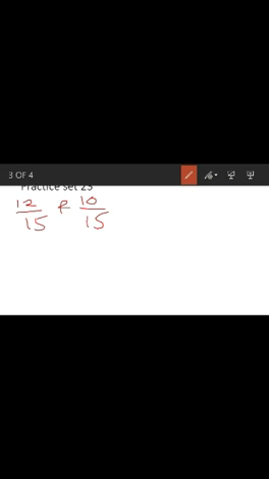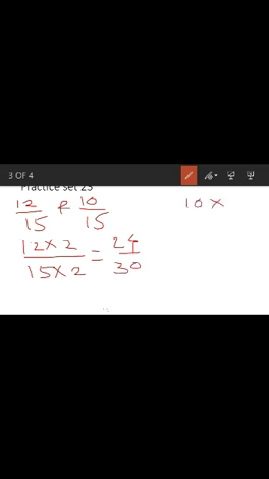Now what we need to do? We need to multiply these 2 numbers again by 2. That will get 12 multiplied by 2, 15 multiplied by 2, that is 24 by 30. In case of 10, the same thing. 10 multiplied by 2 and 15 multiplied by 2, that will get 20 upon 30.